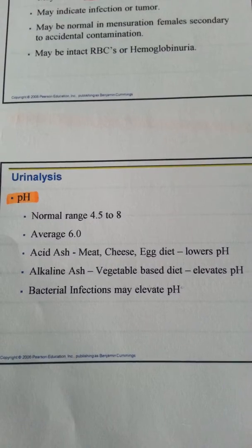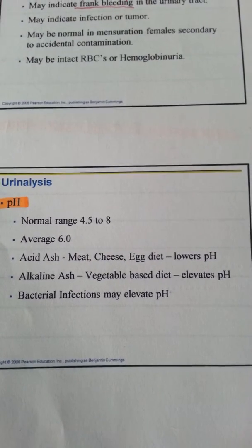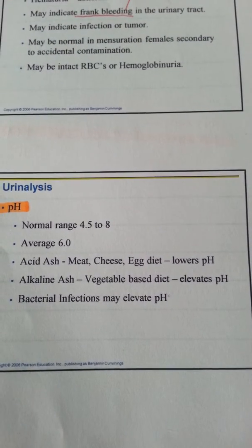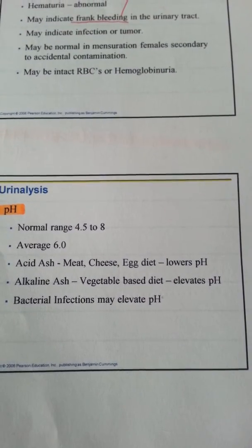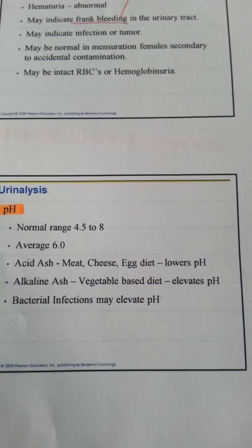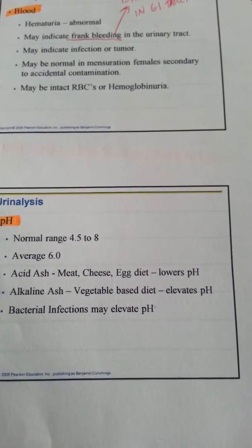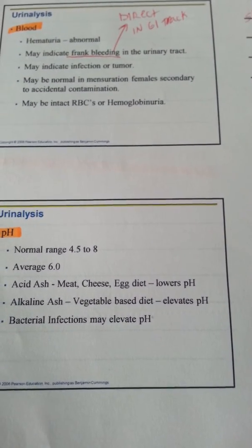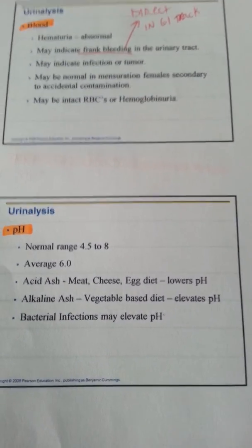Moving on to pH, the normal range is 4.5 to 8. Average is 6. Acidic ash is meat, cheese, egg diet. Now that lowers pH, okay? If you eat meat, cheese, egg diet, that lowers the pH. Now, if you're going to elevate the pH, basically it's a bacterial infection that may elevate the pH, or you just have an excessive intake of vegetables for alkaline ash, okay? That elevates the pH also.